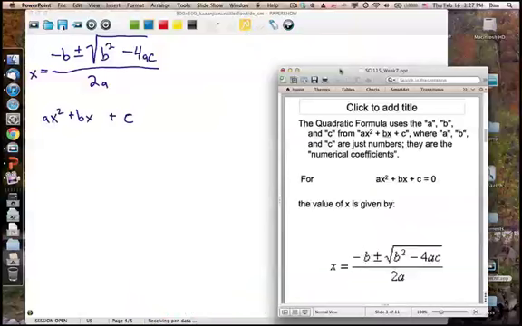So once we have the quadratic form and our data arranged in that format, in this case 4x squared plus 4.91 times 10 to the minus 2 x plus 7.